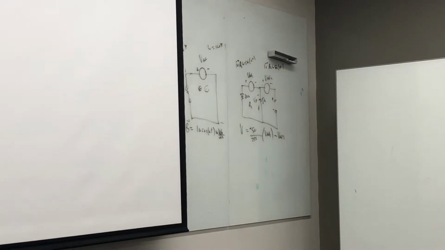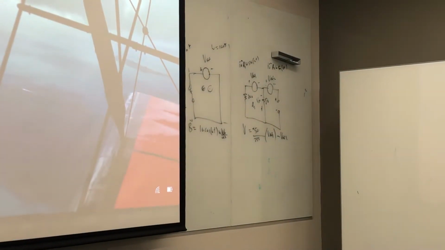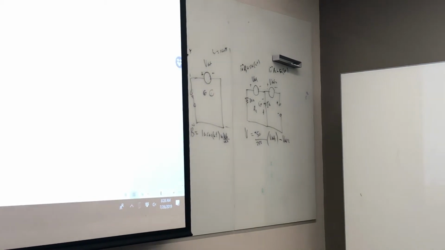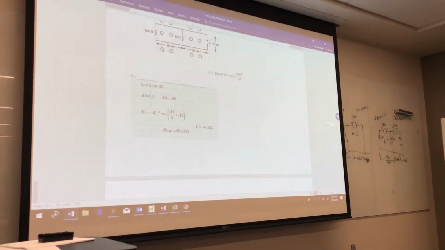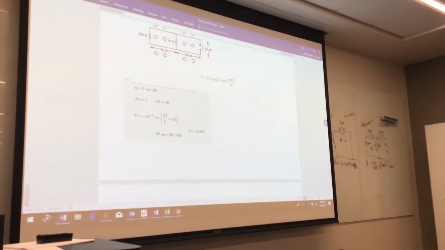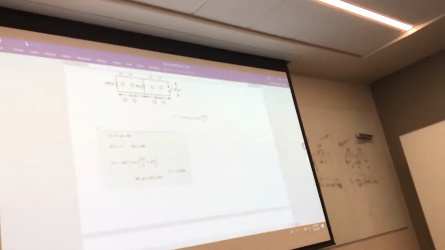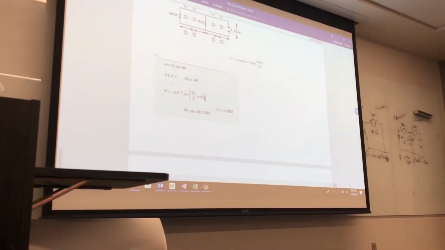I don't know if I did any scratch work for this one. So, with that in mind, in terms of the magnitude, it is minus 10 to the minus 2 omega, and then it's A1 over 5 plus A2.